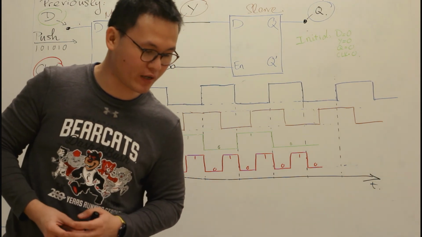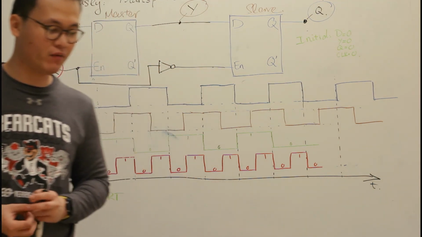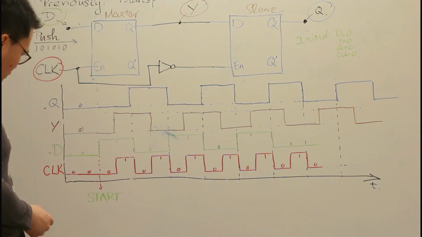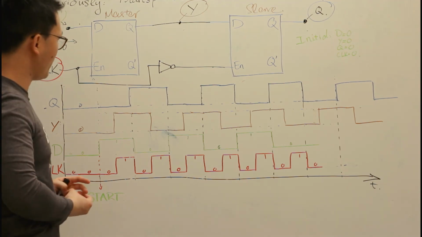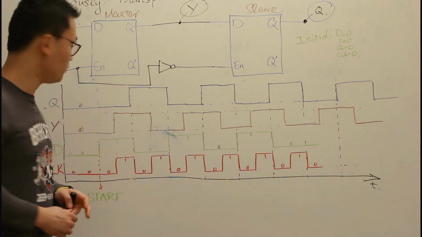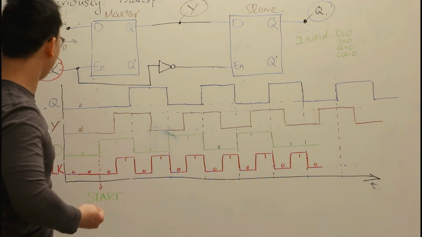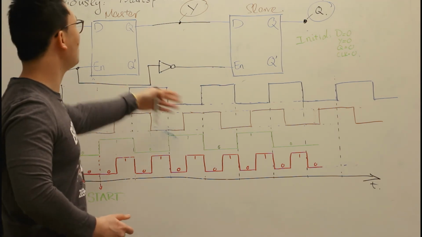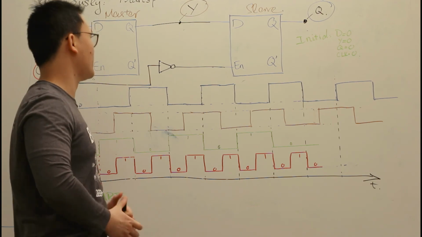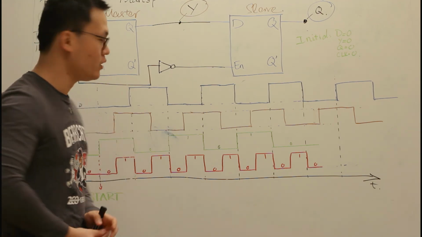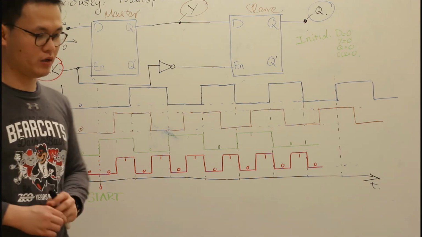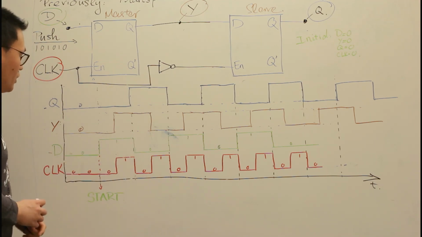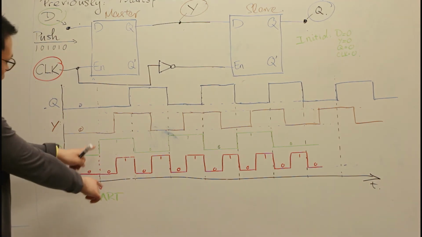I want to ask you a question. If you have a negative edge D flip-flop, and for every negative edge of the clock cycle you start changing the value of your input, how long will it take for the output to sense that change in the input? My question is, what is the delay time of the D flip-flop in total?